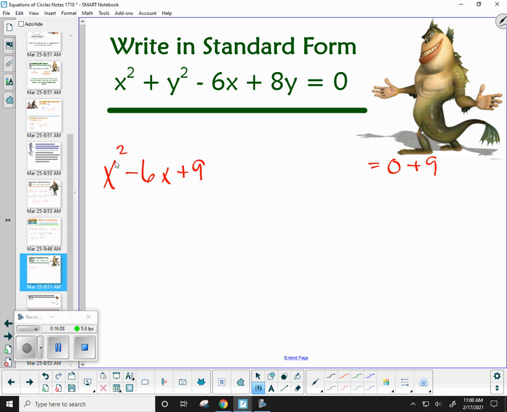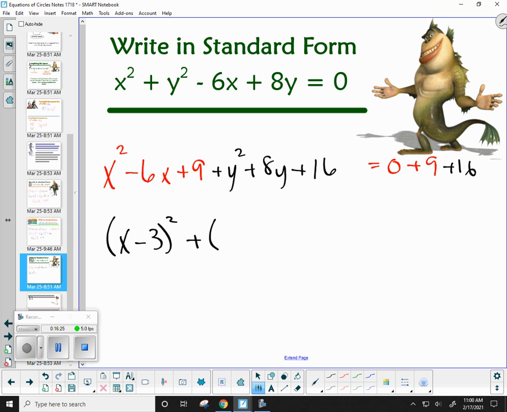Then I did my y's. I had y squared plus 8y. Divide that by 2 and square it, I get 16. I need to add 16 to both sides. So when I factored my x's, I had x minus 3, that quantity squared, plus y plus 4, that quantity squared, equals 25. So where's our center? 3, negative 4, and my radius is 5.